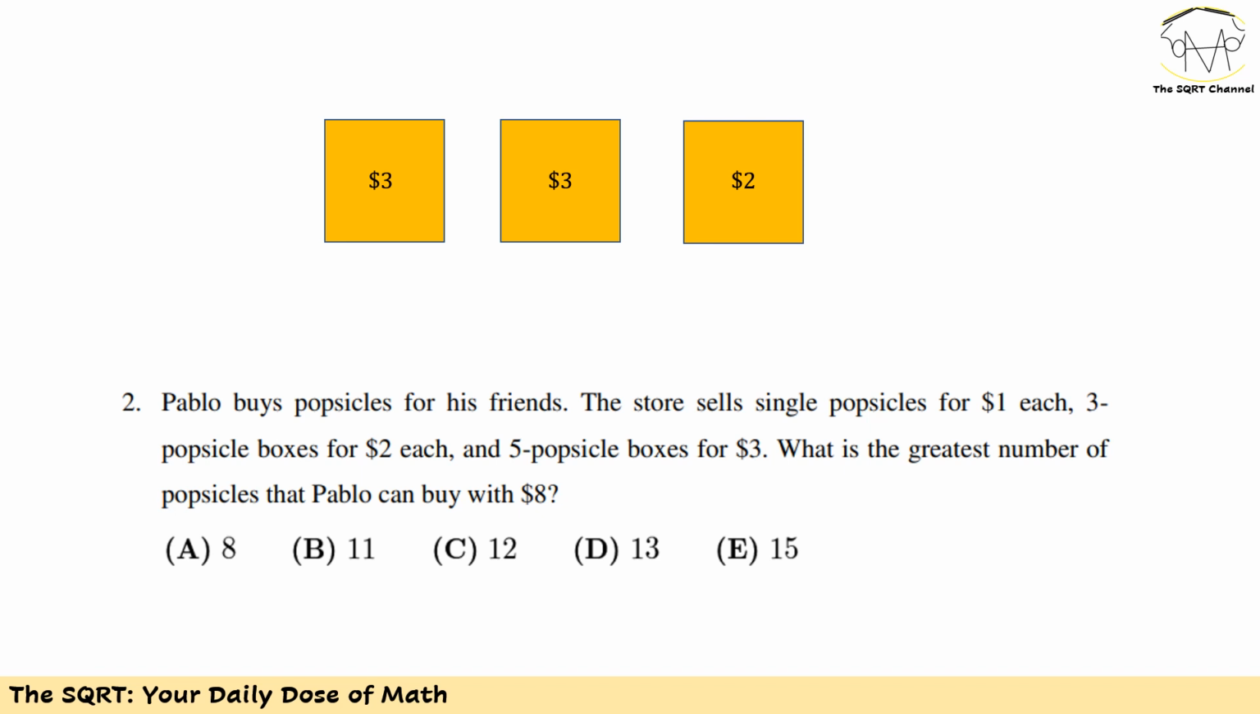Now I already paid $6, and I have $8 in total. So what I need to do with the rest, which is basically just $2, is get a popsicle box of 3. So in total I have 5 plus 5 plus 3, which is basically 13, and that's the greatest number of popsicles that Pablo can buy with $8.